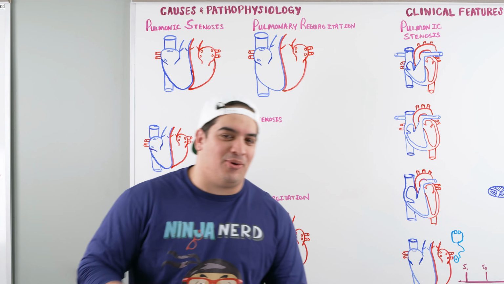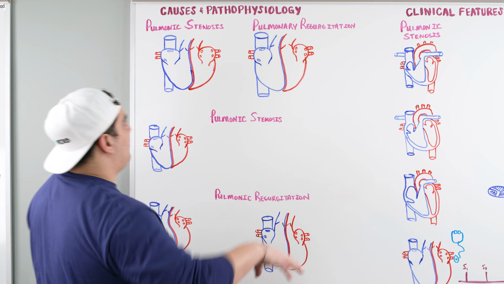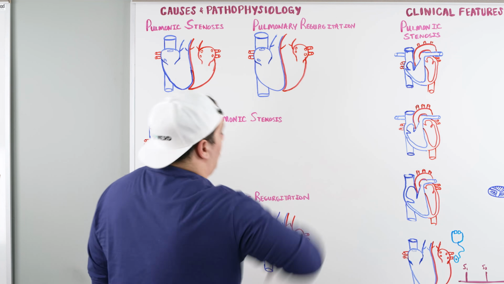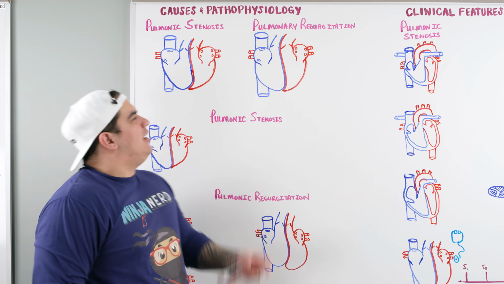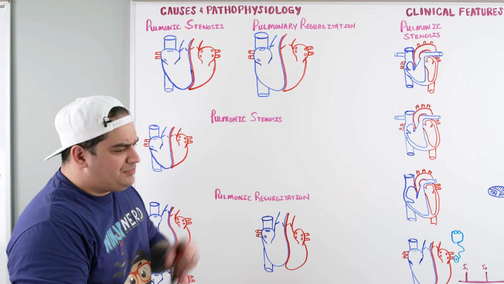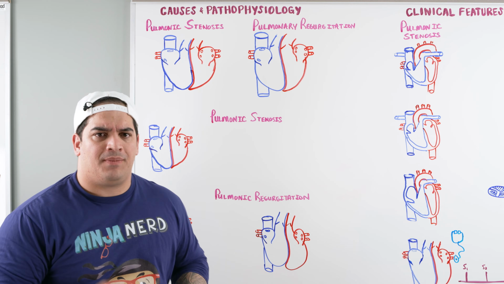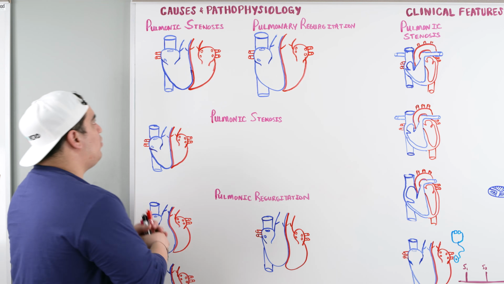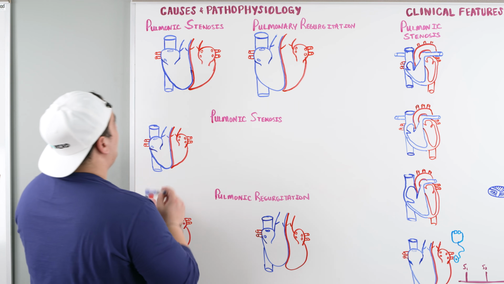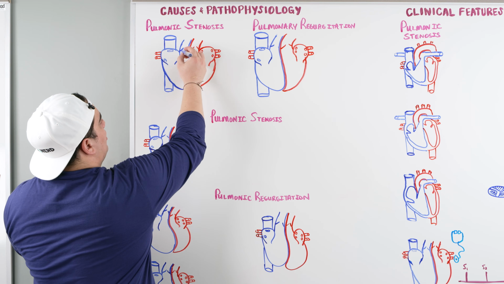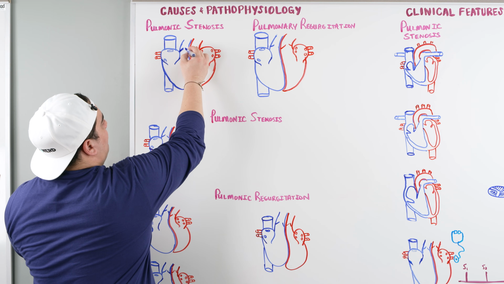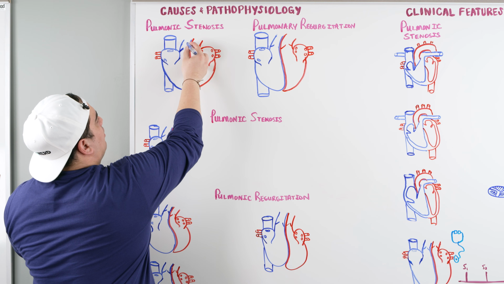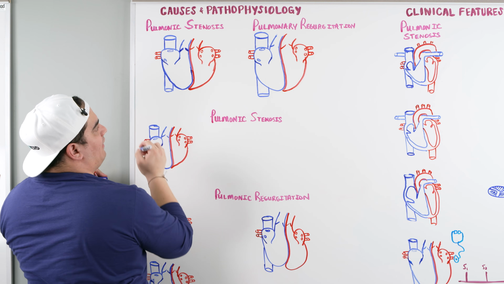All right, let's start talking about pulmonary valve disease. With pulmonary valve disease, we have pulmonic stenosis and pulmonic regurgitation. Our question is the basic definition between these two. Pulmonic stenosis: the pulmonic valve, the pulmonary semilunar valve, is the valve that prevents backflow from the pulmonary artery back into the right ventricle.